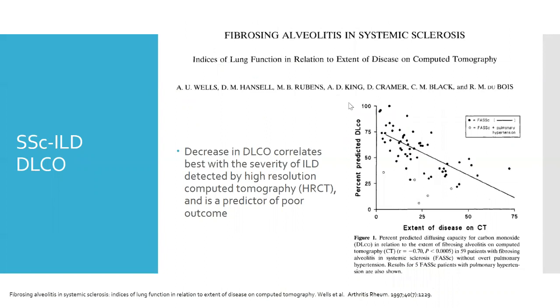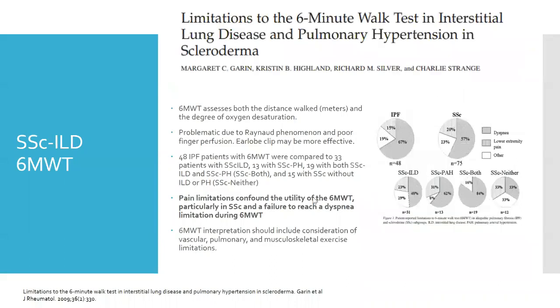This study looked at different indices of lung function, and the association of those indices with the extent of disease and worsening of disease on high resolution CAT scan. What they saw was that decrease in DLCO correlated best with severity of ILD on high resolution CAT scan, and it is also a predictor of poor outcome. So DLCO is important. How about 6-minute walk tests? 6-minute walk tests are important in interstitial lung disease. However, in scleroderma, they have to be interpreted with a grain of salt, because a number of factors affect 6-minute walk tests.